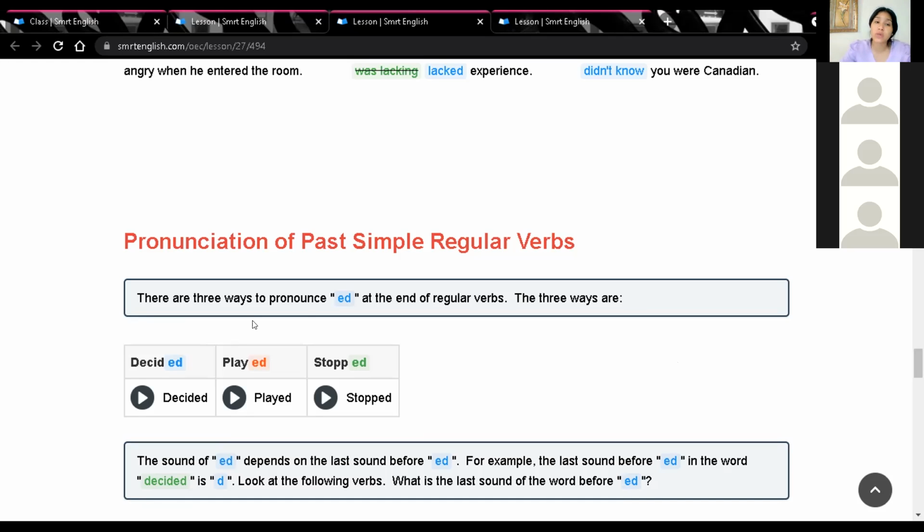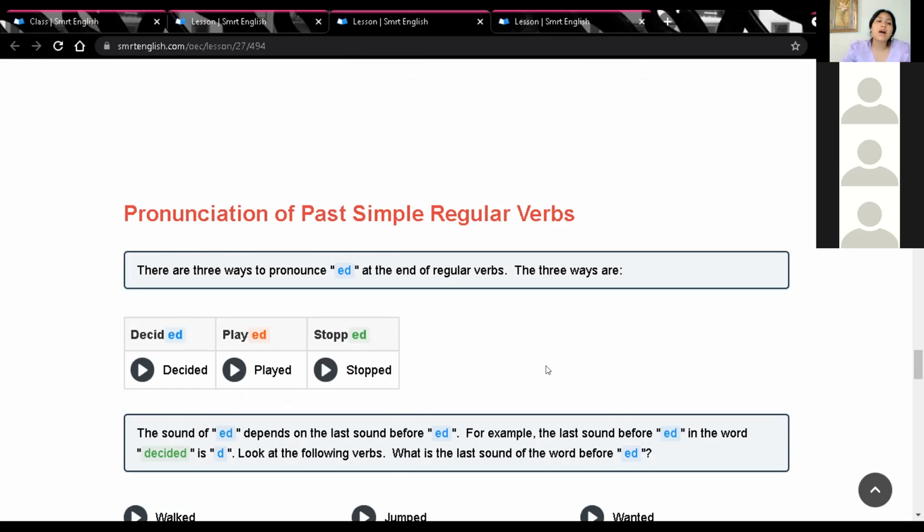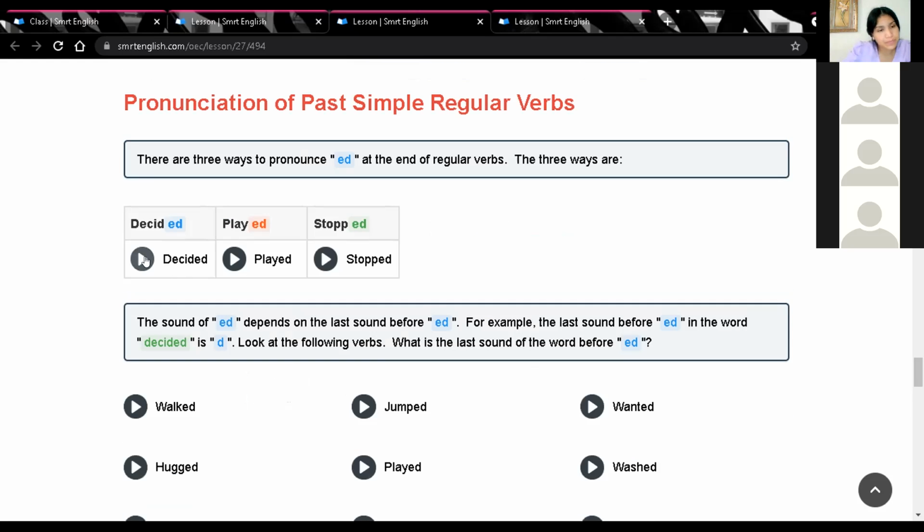So it says in here that there are 3 ways to pronounce the ed ending of the regular verbs. The 3 ways are, for example, listen carefully. Decided. Decided. Here the ed sounds, both of the letters. Decided. Next one. Played. Played. It's like the E disappears. We do not pronounce the E in that played ending. We just pronounce the Y with the D. Played. The E doesn't sound.